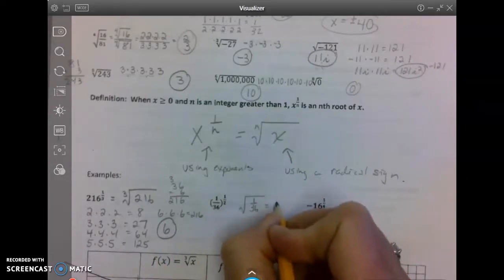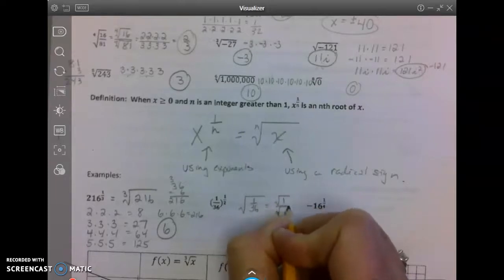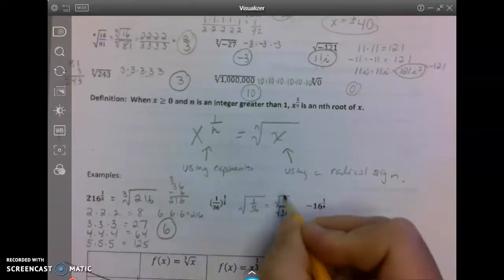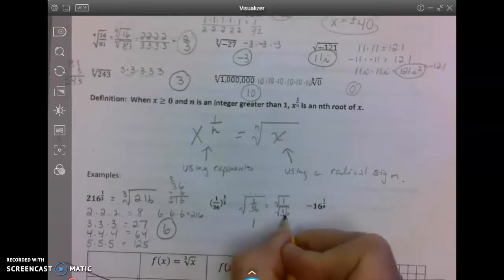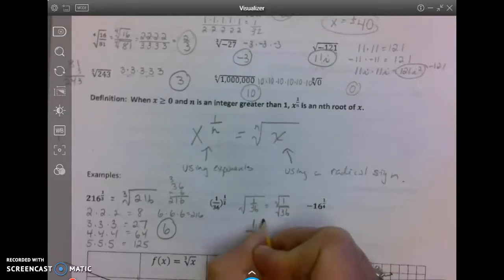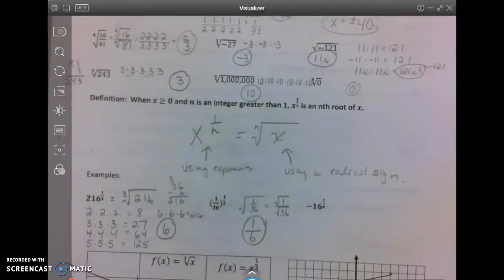So that's the square root of 1 over the square root of 36. Well, I know that the square root of 1 is 1, and I know that the square root of 36 is 6. So that one I didn't even have to think too much about.